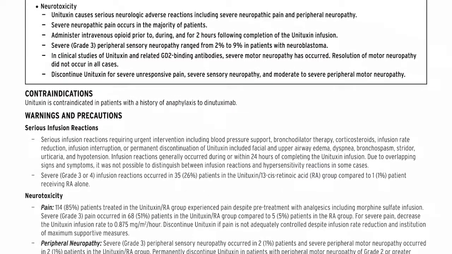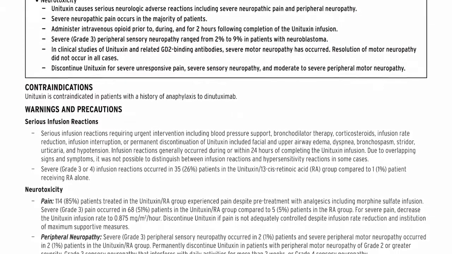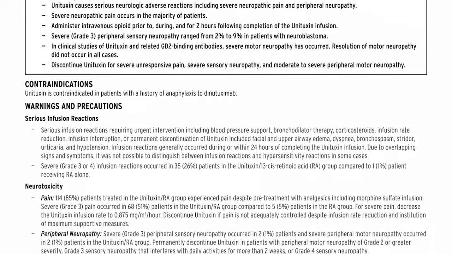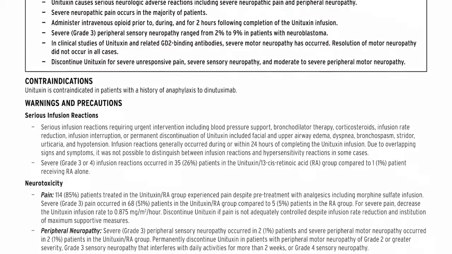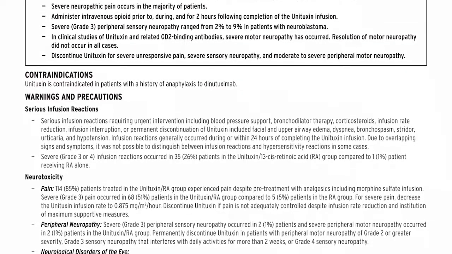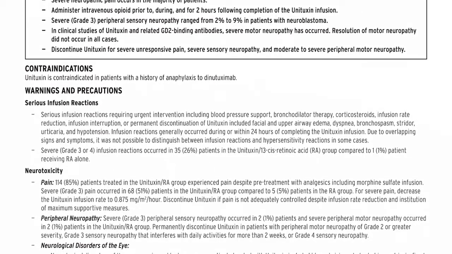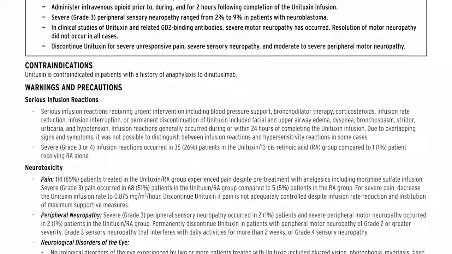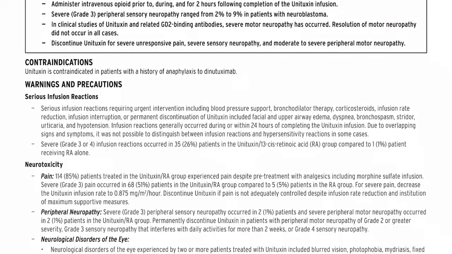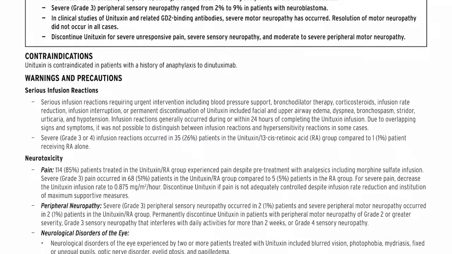Infusion reactions generally occurred during or within 24 hours of completing the Unituxin infusion. Due to overlapping signs and symptoms, it was not possible to distinguish between infusion reactions and hypersensitivity reactions in some cases. Severe, grade 3 or 4 infusion reactions occurred in 35 patients, 26%, in the Unituxin 13-cis retinoic acid RA group, compared to 1 patient, 1%, receiving RA alone.